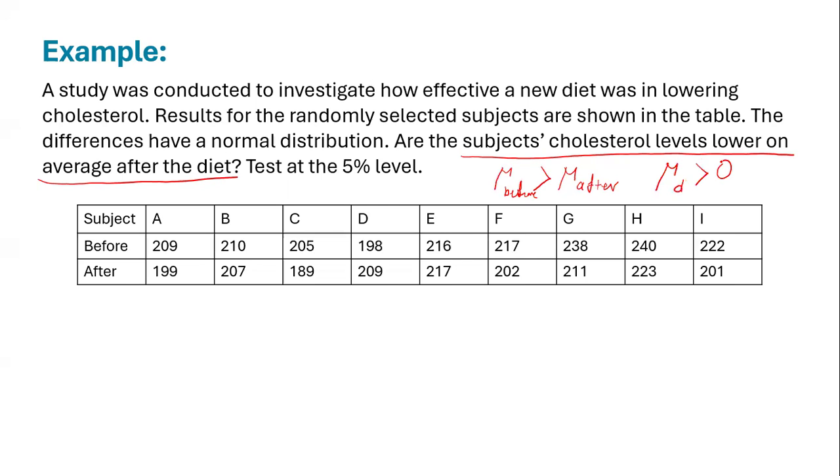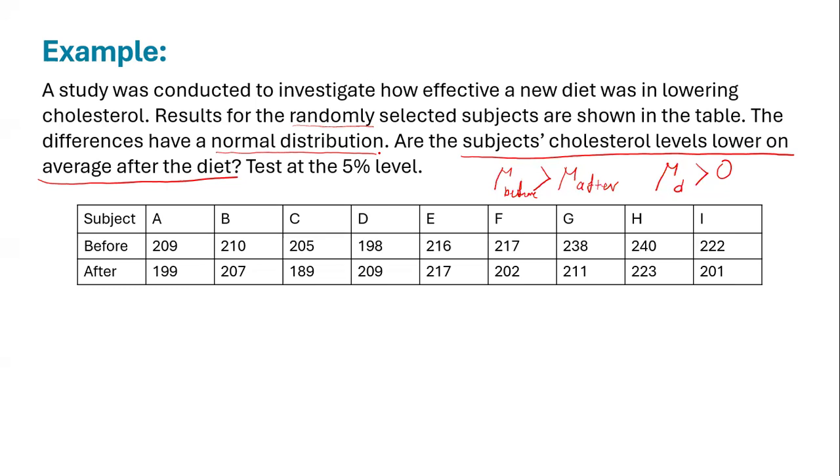But let's start from step 1. Check the requirements. We need to check if samples are random. Yes. We need to check if the samples are dependent, which they are, because they are coming from the same subject, and if the populations are normally distributed. And you see it mentioned here. So yes, we checked all the requirements.